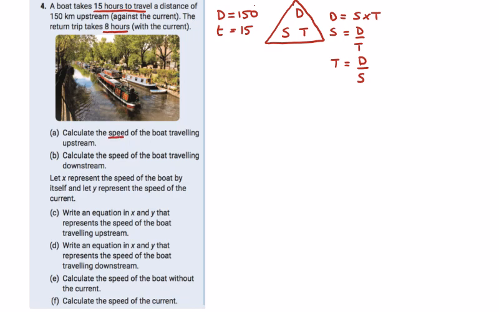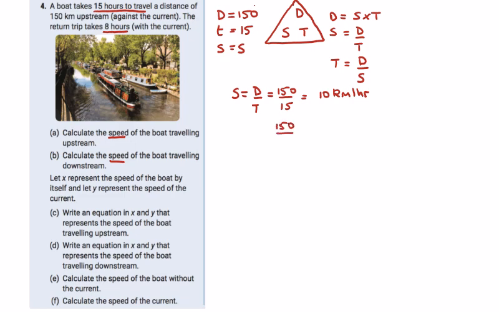So calculate the speed is the first one. So speed is equal to S, or average speed. And then speed is equal to distance over time. For the first one is 150 over 15. So it's going at 10 kilometers every hour, which you can see does make sense. 10 15ths is 150.